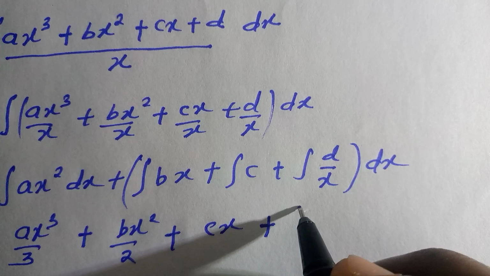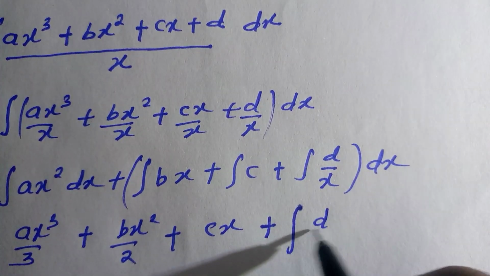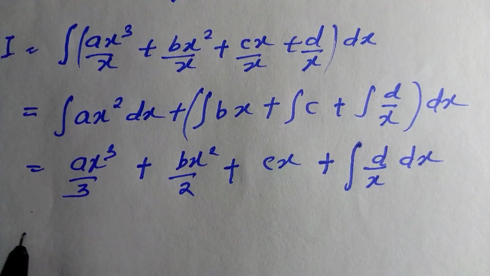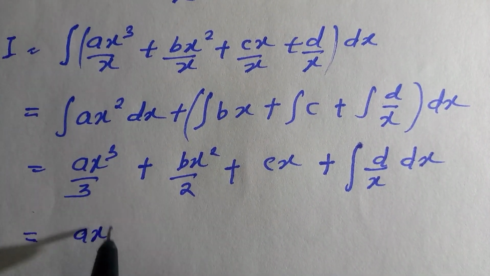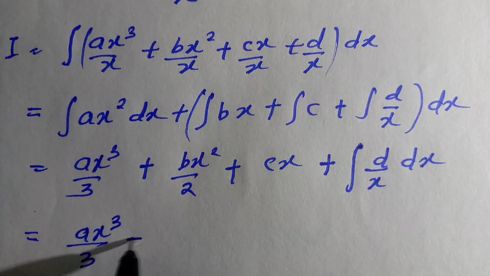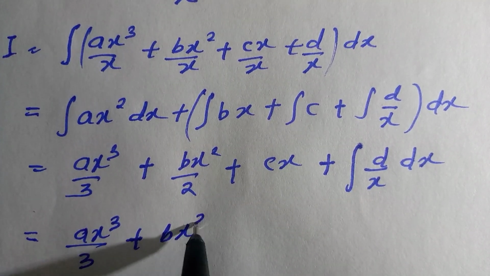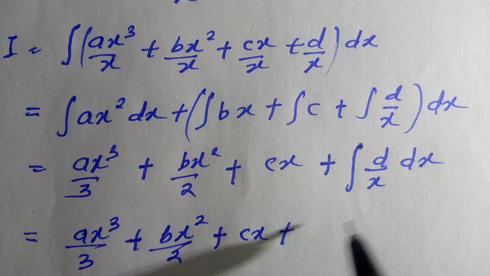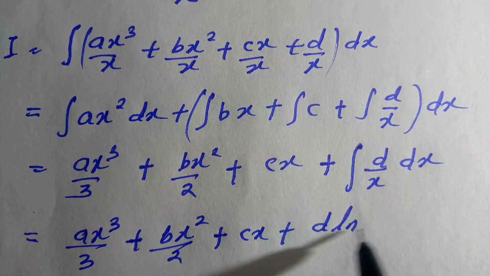So this is another case. We have this as integral of d divided by x dx. We write this as ax raised to power 3 divided by 3 plus bx raised to power 2 divided by 2 plus cx plus, and if we take d out, what remains here is ln x.